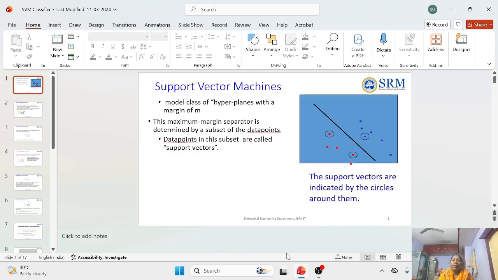Okay. A very good example for the support vector machine is, suppose you want to classify normal and abnormal ECG data. If you want to classify into two classes, normal and abnormal ECG, in that case you can use the support vector machine. It will classify and provide you the output. That is what we call a binary class.